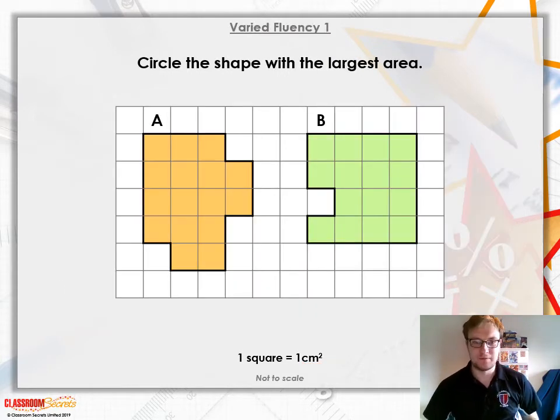For your first question for today, when we are comparing area, I would like you to circle the shape with the largest area. So is it going to be shape A or shape B? Have a go, count those squares and see which one has the largest area.